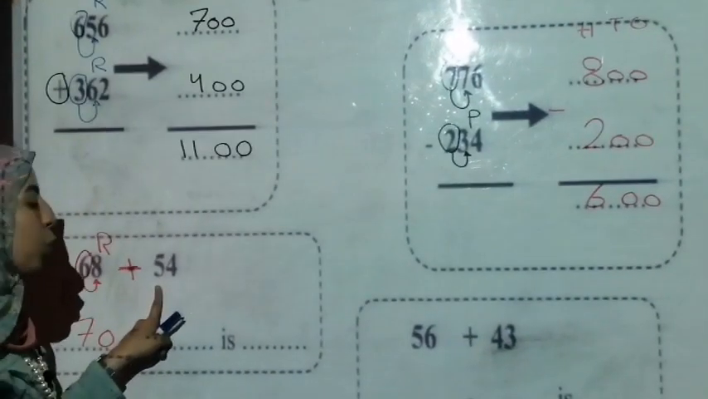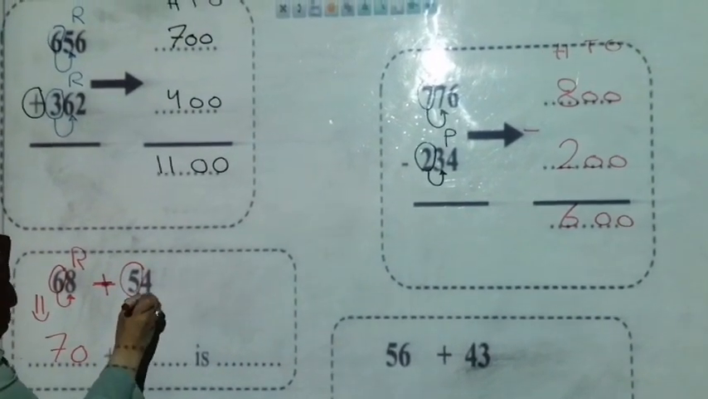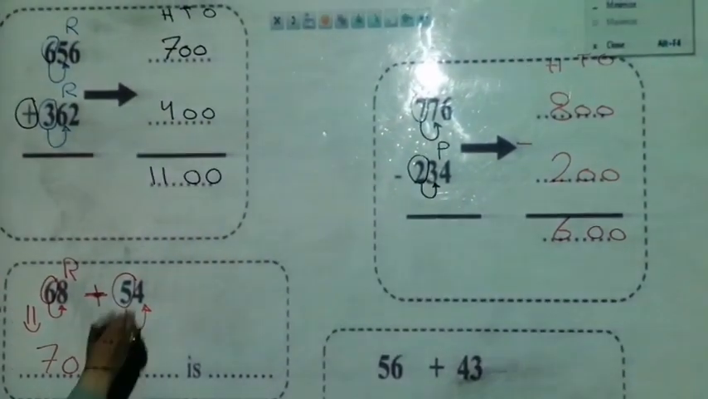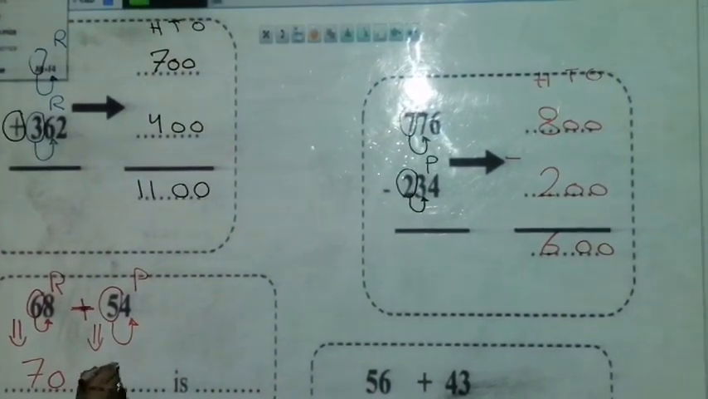Then round 54 to the nearest tens. Circle around the digit in tens, 5. Look at the digit before tens. 4 in ones. 4 is poor. So 54 rounds down to 50.